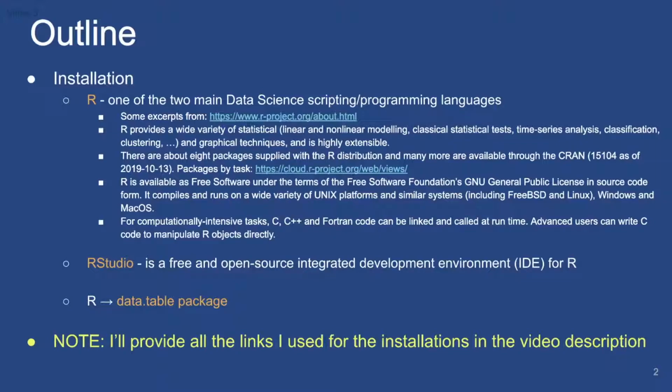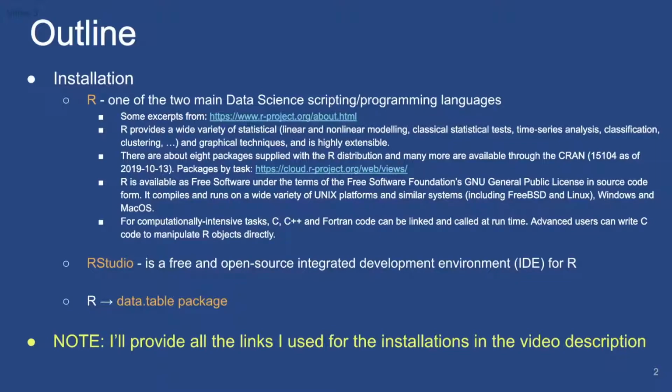Next thing, R is free, and it compiles and runs on a wide variety of Unix platforms and similar systems. It also compiles and runs on Windows and Mac OS. Moreover, for computationally intensive tasks, you can expand it with C, C++, and Fortran code, which could be super useful as we discussed in some of the other videos on this channel.